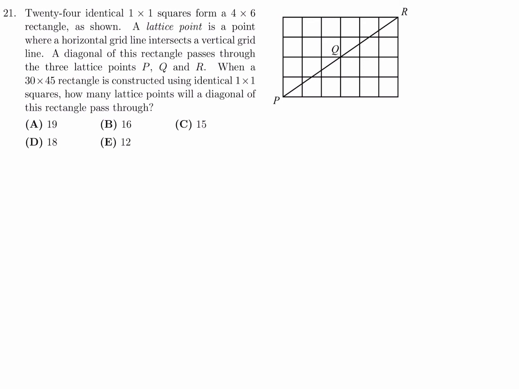24 identical 1 by 1 squares form a 4 by 6 rectangle as shown. A lattice point is a point where a horizontal grid line intersects a vertical grid line. A diagonal of this rectangle passes through the 3 lattice points P, Q, and R. When a 30 by 45 rectangle is constructed using identical 1 by 1 squares, how many lattice points will a diagonal of this rectangle pass through? Well, the diagram will be pretty much exactly the same. The only difference is instead of 4 by 6, it'll be 30 by 45.